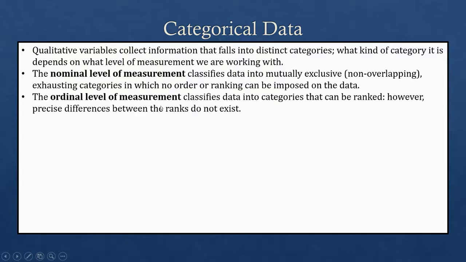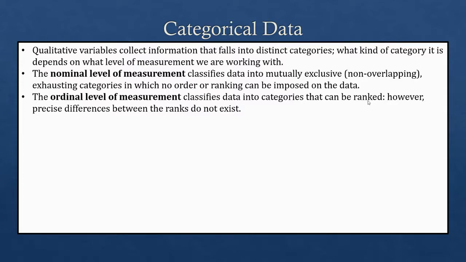Ordinal level of measurement still classifies data into these mutually exclusive categories, but now they can be ranked. The big idea, though, is there's a natural ranking to them, but there's not a numerical reasoning for why one category is how much better than the other.